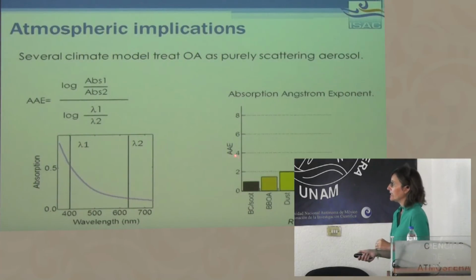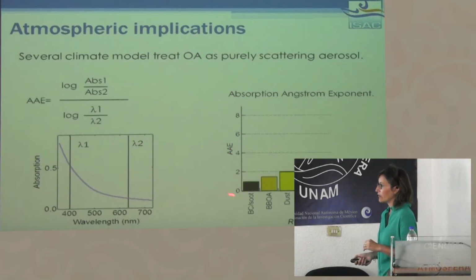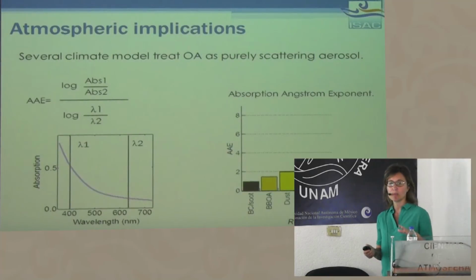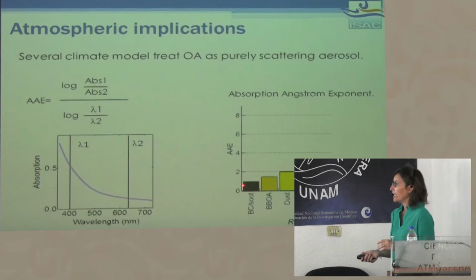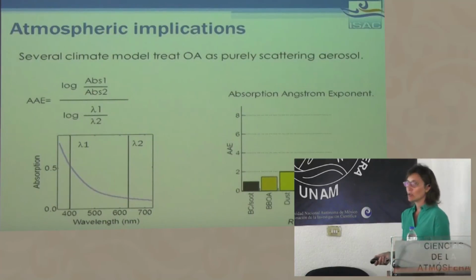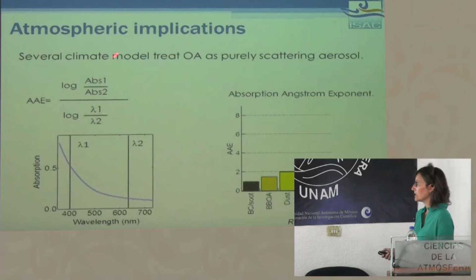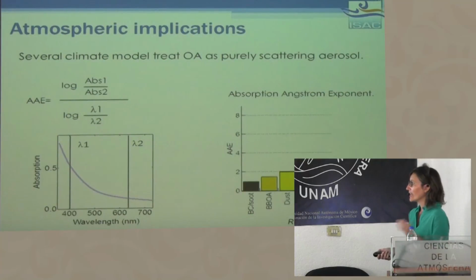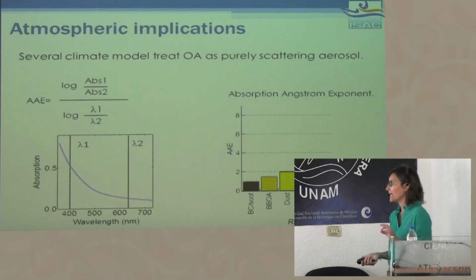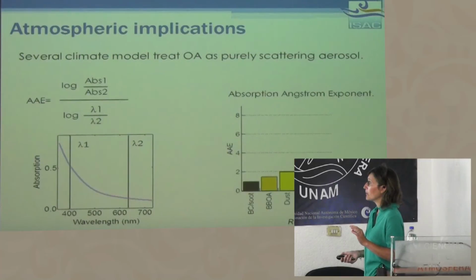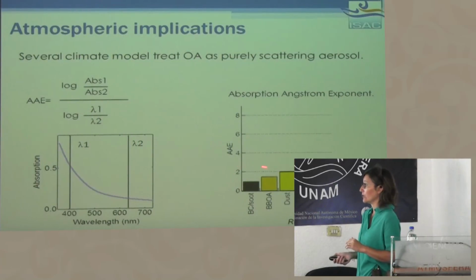in a simple way, the absorption Angstrom exponent for a population of aerosol which is dominated by soot is around 1. When you have an aerosol population dominated by biomass burning organic aerosol, the absorption Angstrom exponent is about 1.7, sometimes 2. And then for an aerosol population dominated by dust, the Angstrom exponent is higher than 2, actually about 2.